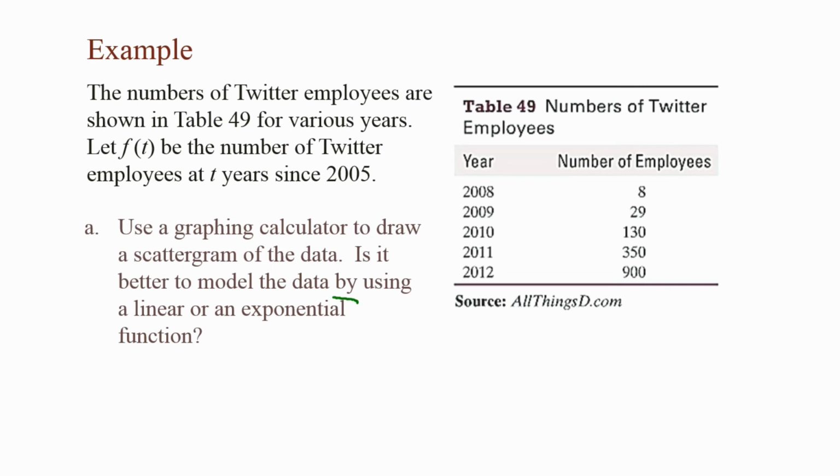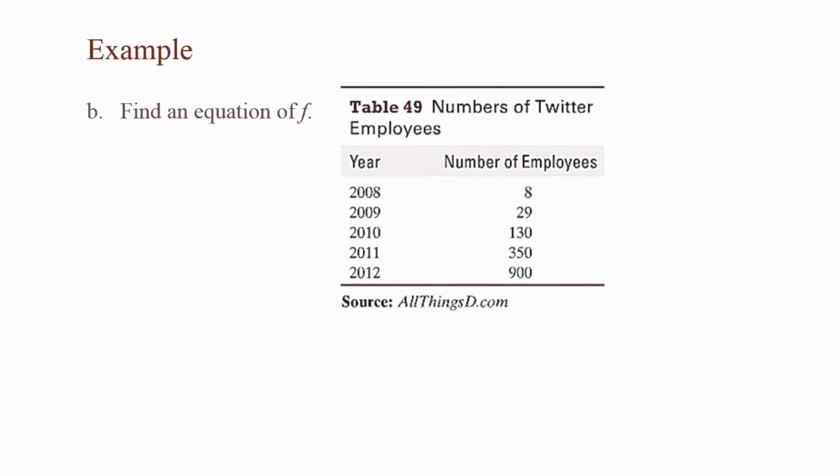So an exponential function is going to be better for our data. Now that we've decided we want to use an exponential function, we can do part B of the example. Find an equation of f. We're going to use f of t equals a b to the t power. So the problem that we have here is we don't have a. We don't know how many employees they had at year 0.